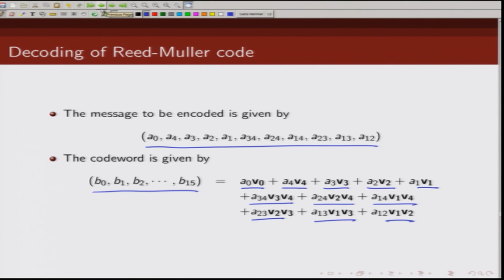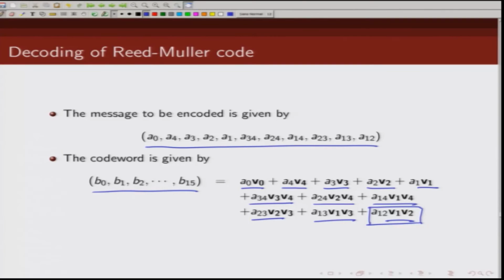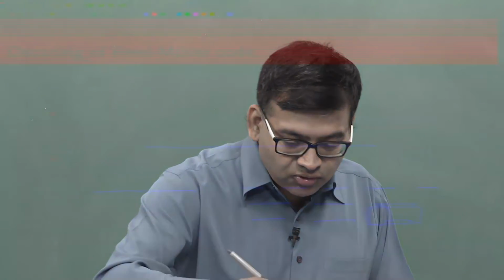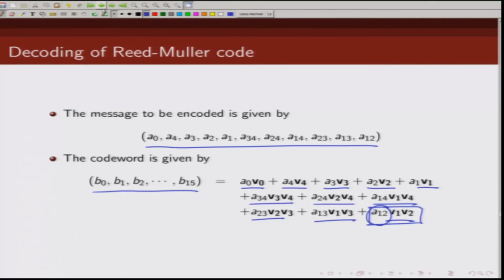V1, V2. So, what we will do is if we add up those first 4 elements, the contribution from all others will be 0 except because V1 V2 is non-zero. So, we will get contribution from what A12 is. In other words, these code word bits can be written as, if I am calling the bit at 0th location B0, bit at first location B1, second location B2 and B3, then by adding the first 4 bits I can get information about what A12 was, and this can continue for the next set of bits as well.